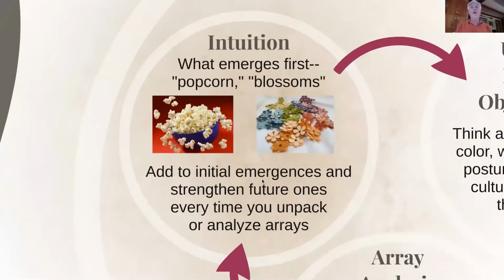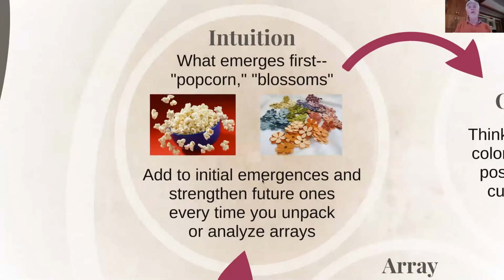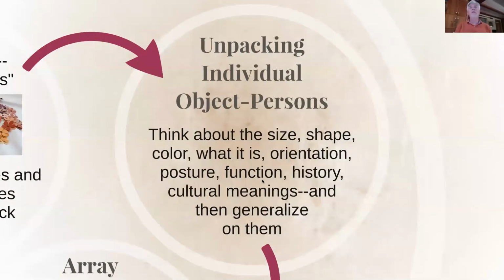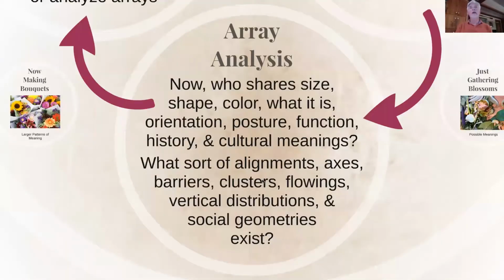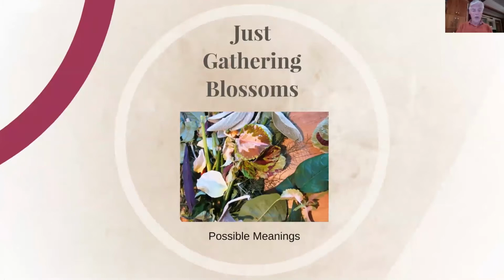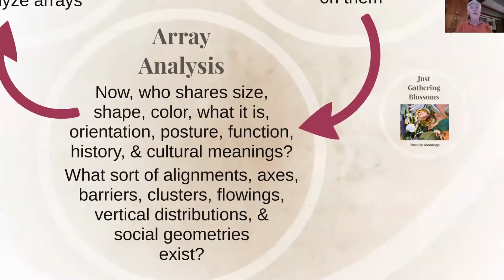So, there's stuff that emerges. We call those blossoms, and we don't make bouquets out of them too quickly. We collect a lot of blossoms at first. We do that by just whatever hits us, whatever emerges, and then looking at all these simple things about whatever is on the altar. And then we also look at who's the same size, shape, color, or, whoops, sorry, hang on, let's go back. Slip of the finger.